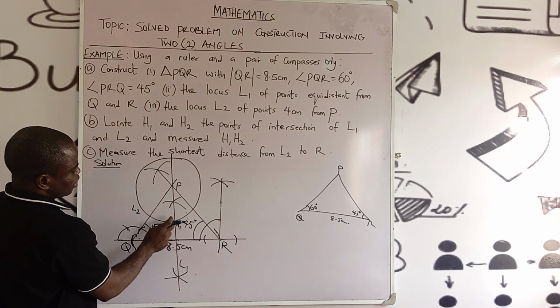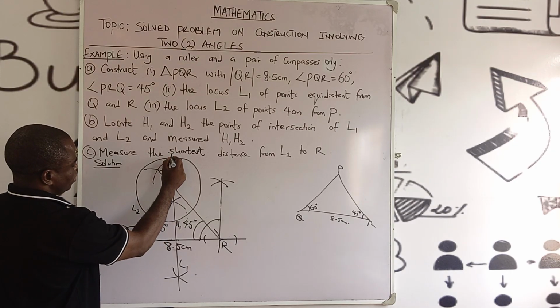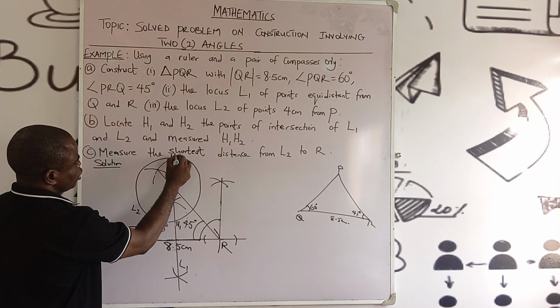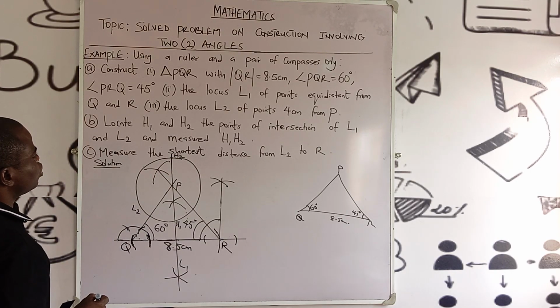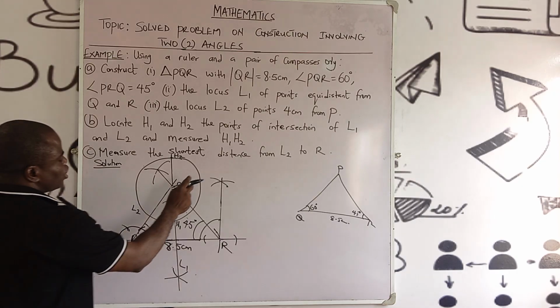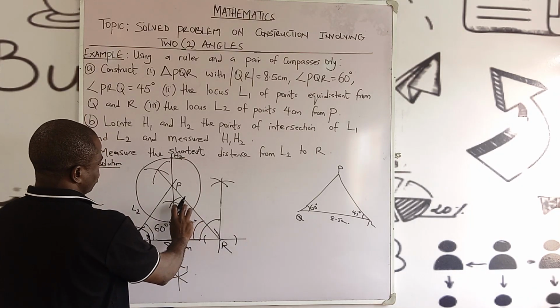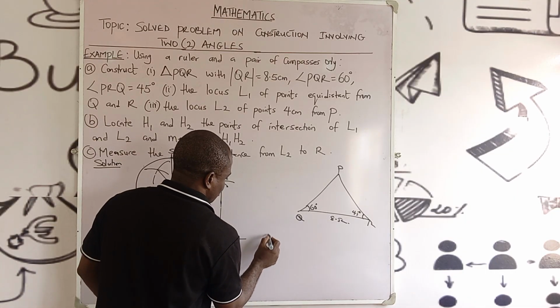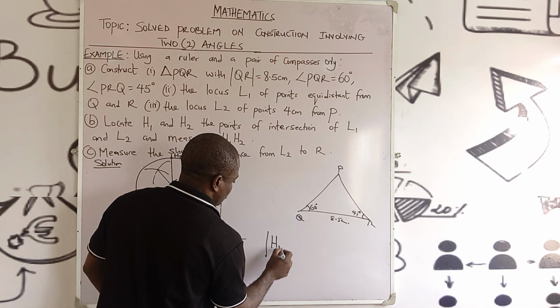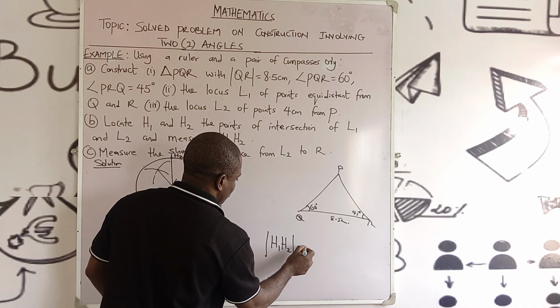This is the point of intersection. This is your L1, it intersects at this point, and also intersects at this point. This one is your H2. You're not told to measure L1 and L2. You measure the line H1, H2. What's the measurement?